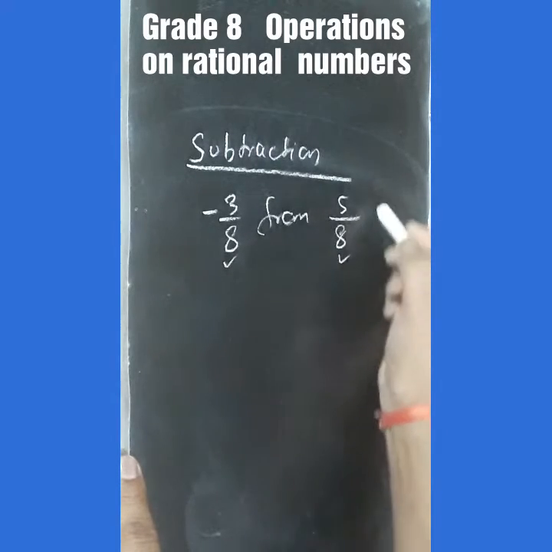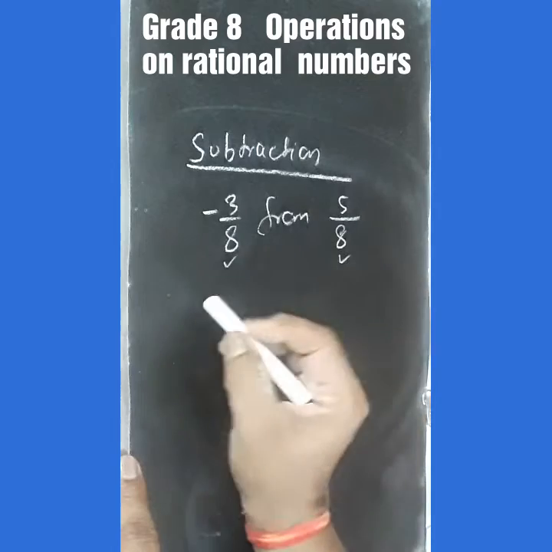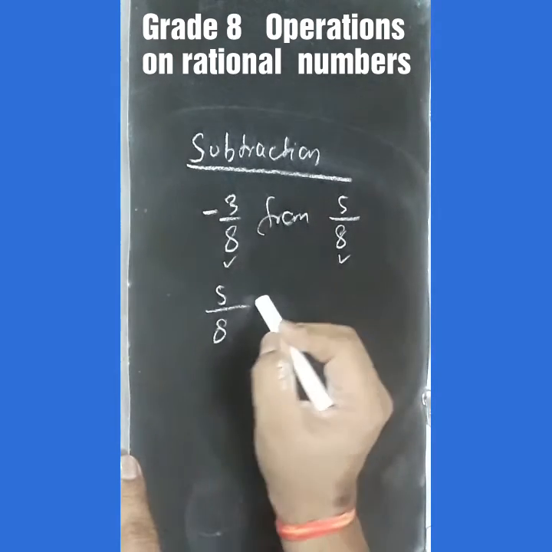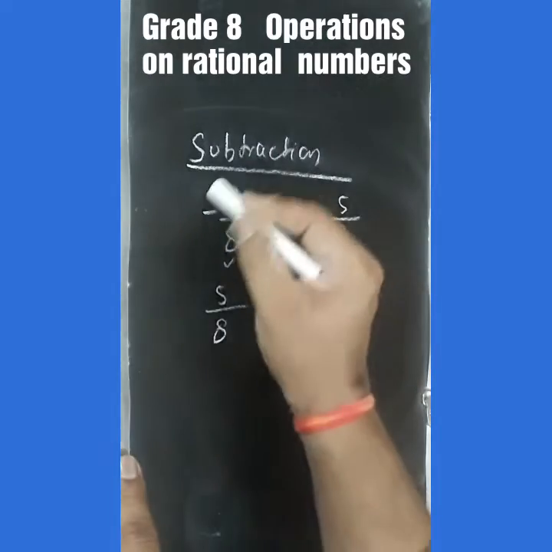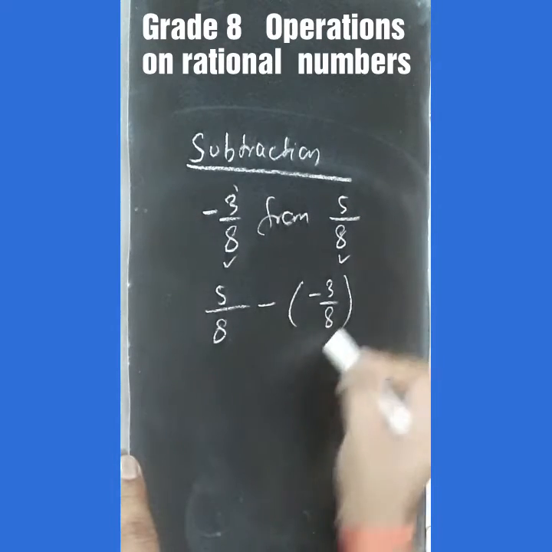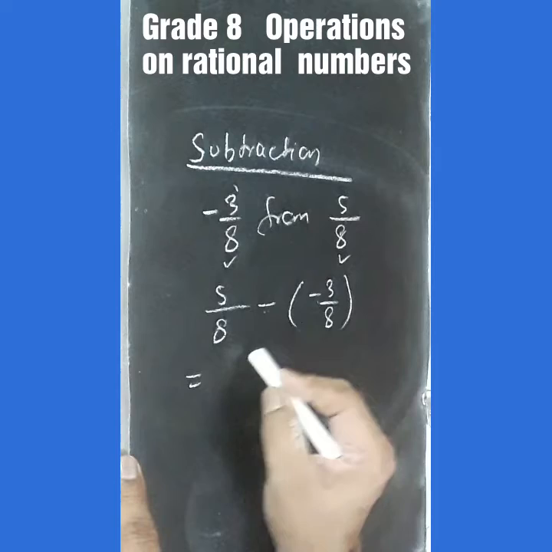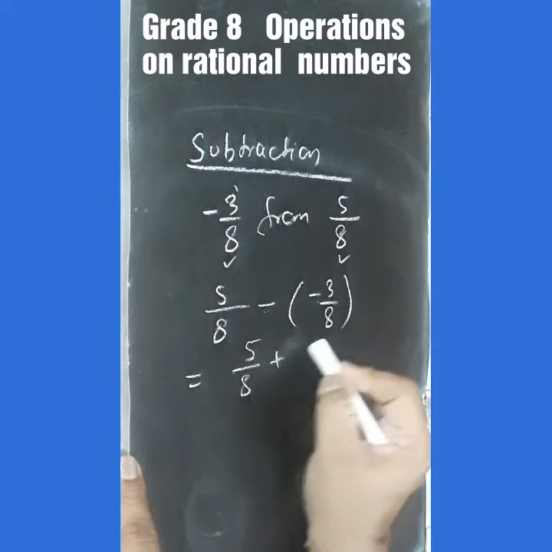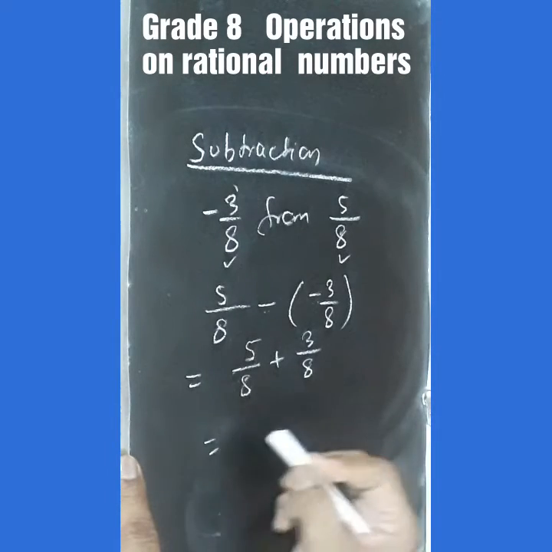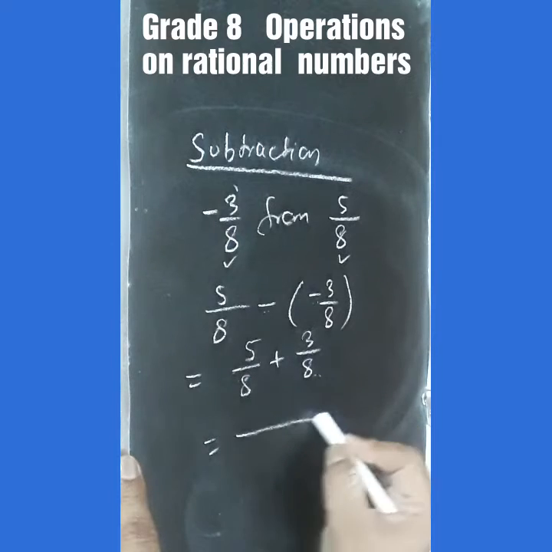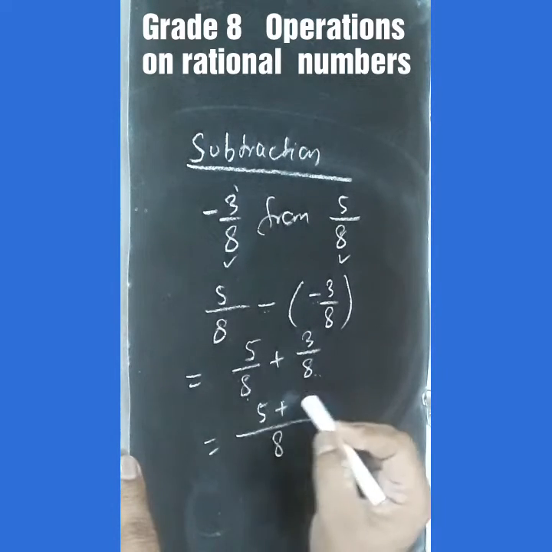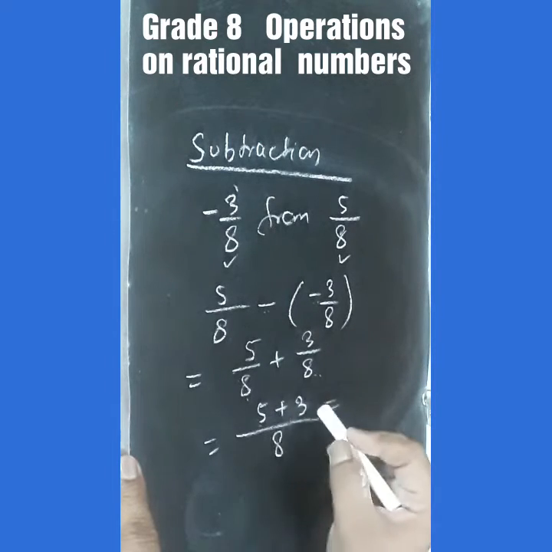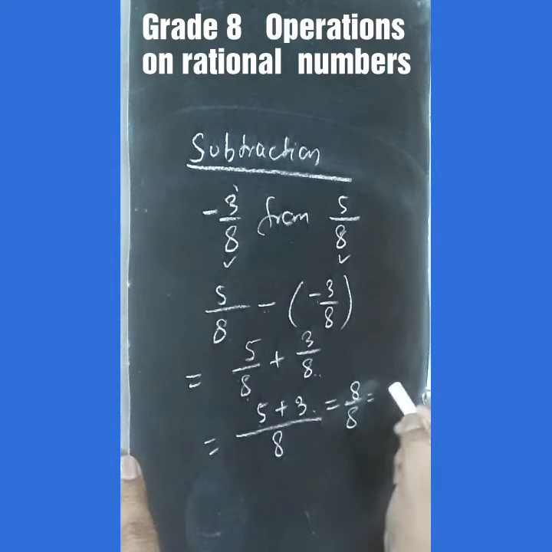Now we will write this number first, which comes after 'from'. 5 upon 8 minus, since we have to subtract, we will put a minus sign here, minus this one, minus 3 upon 8. Minus minus we get plus, minus into minus is plus. Now we have the same denominator, we write 8 here, and we will perform the operation according to sign. 5 plus 3, we are getting 8 upon 8, we are getting 1.